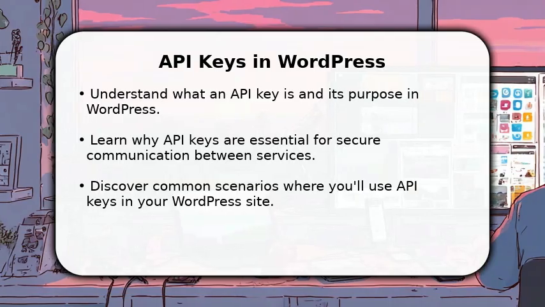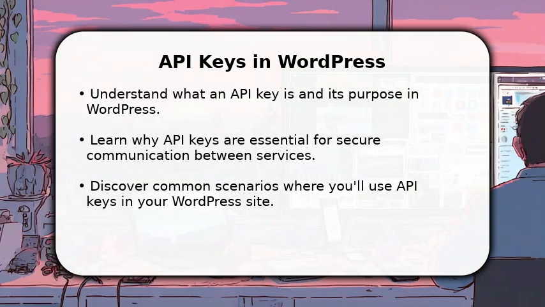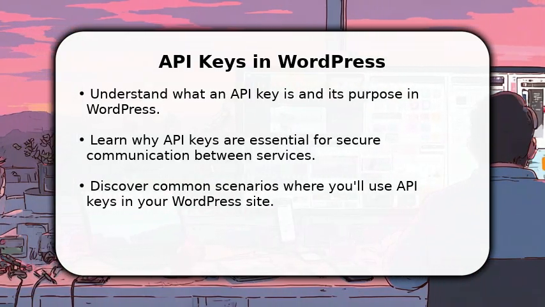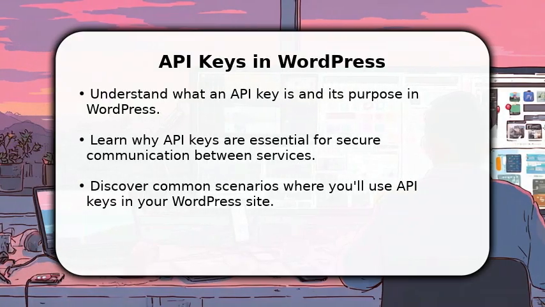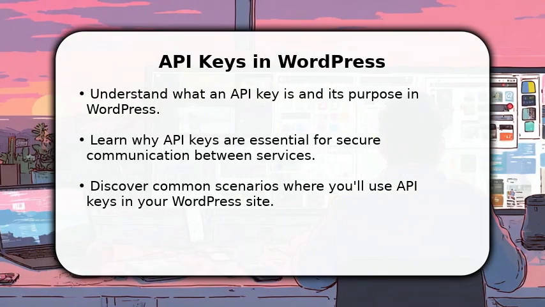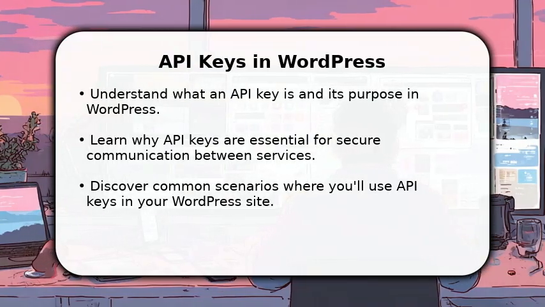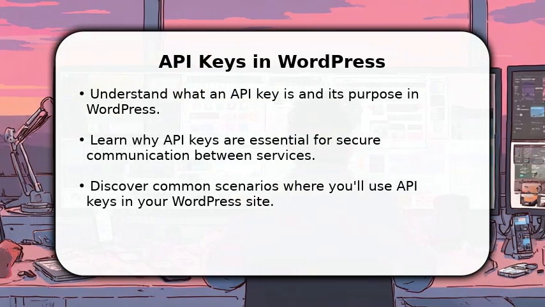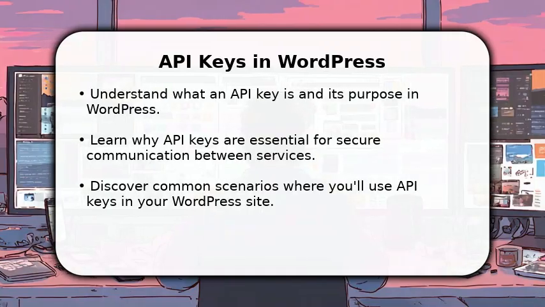In this video, I will explain how to use API keys in WordPress. An API key is a unique identifier used to authenticate a user, developer, or calling program to an API. It acts like a password, granting access to specific services and data.